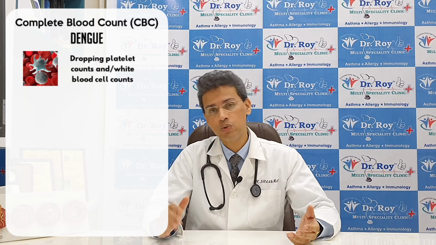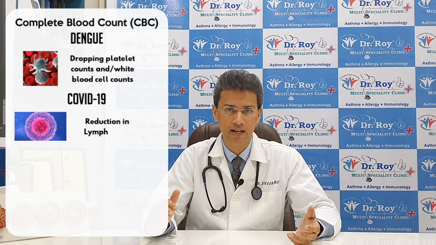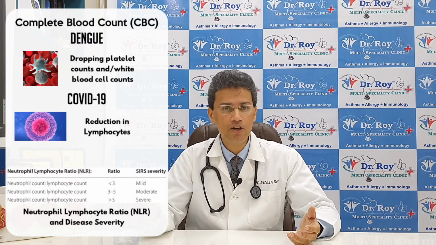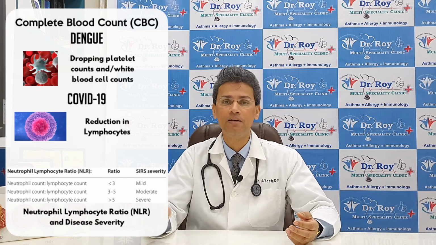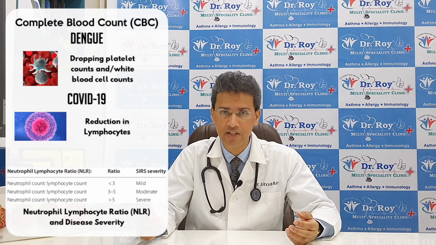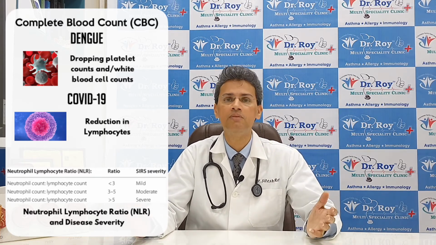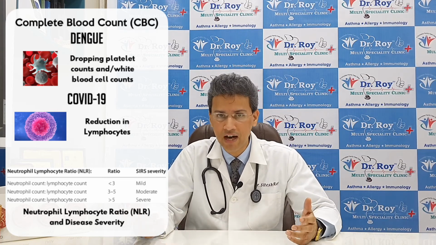We can also see in COVID-19 something called reduction in lymphocytes, which are one of the type of white blood cells, and the neutrophil to lymphocyte ratio can get increased, which can be a sign of progressive or severe disease. We do need to realize that in both of these diseases, a normal CBC does not rule out the infection, and you need further evaluation.